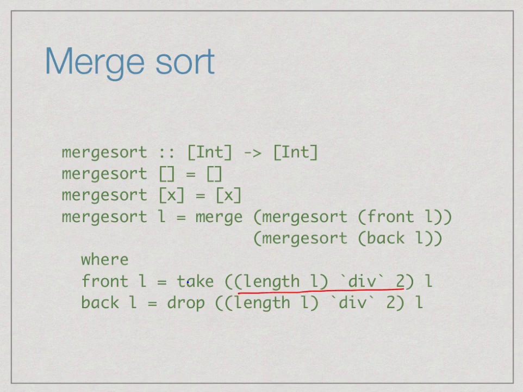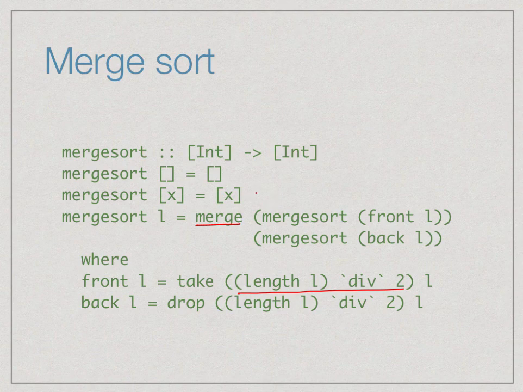And remember that take and drop supplied with the same argument exhaustively enumerate all the elements. So take plus plus drop is always the list itself. So we can be sure that we are not losing any elements or missing out or duplicating any elements. We are taking the length of L integer divided by 2, and then we are dropping the same number of elements and using that as the back half of the list. And having now constructed the sorted versions of the front and the back, we are merging them.